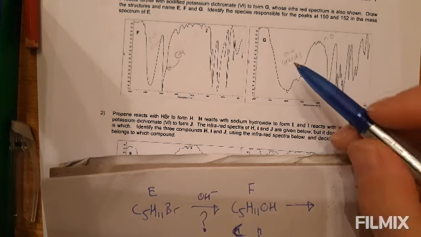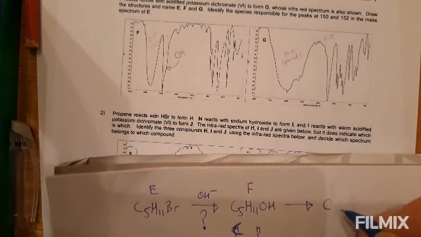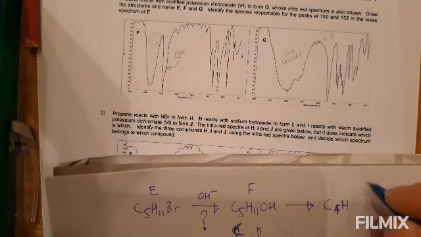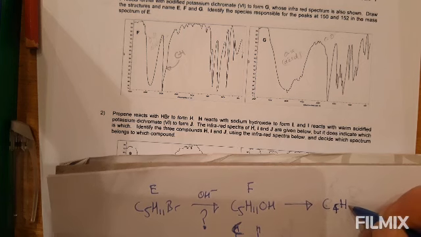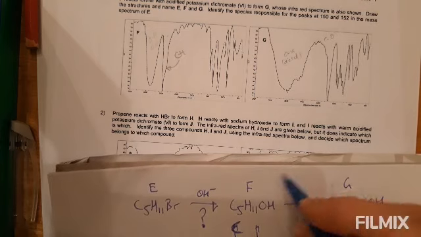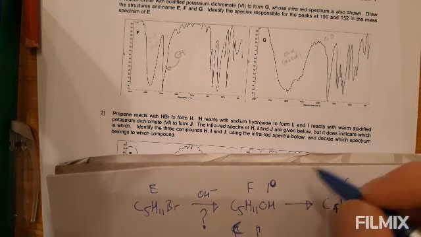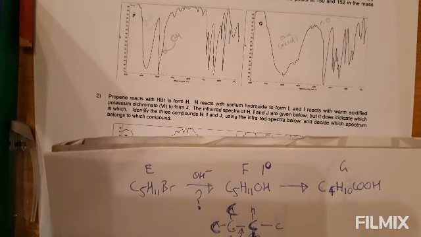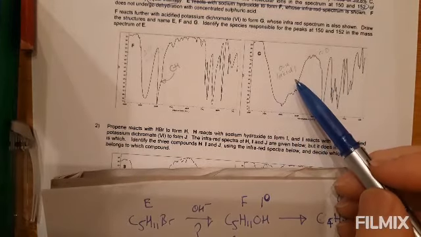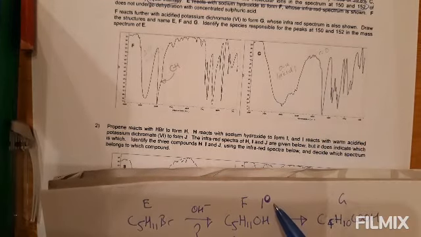So, if it's going to form G, which is a carboxylic acid, C, 1, 2, 3, 4, 5, 6, 7, 8, 9, 10 H, COOH. If it's forming a carboxylic acid, that means that F must be a primary alcohol. Okay. G is a carboxylic acid. I can see that from the spectrum. So F must be a primary alcohol.